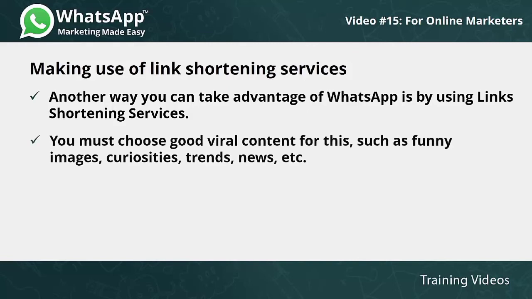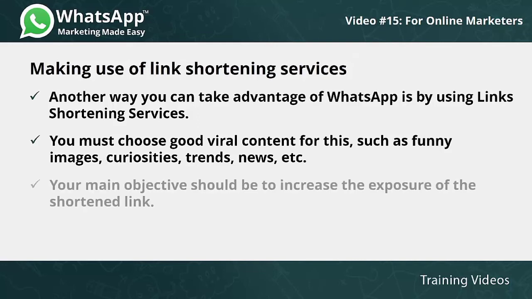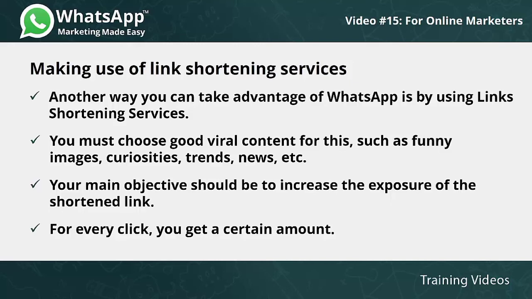You must choose good viral content for this, such as funny images, curiosities, trends, news, etc. Your main objective should be to increase the exposure of the shortened link. Therefore, give it an interesting and attractive title that makes people click on it. Also, these people could share your link if they find it interesting. For every click, you get a certain amount. You can receive between 1 cent and $5, and the more people click on it, the more money you receive.